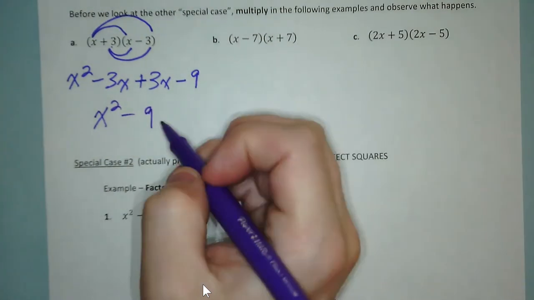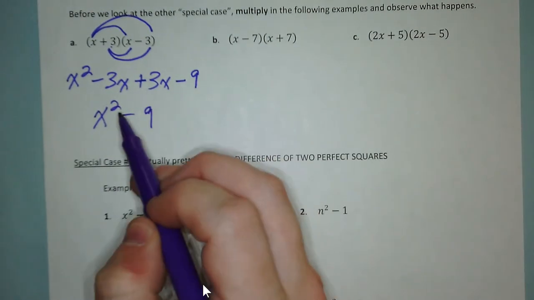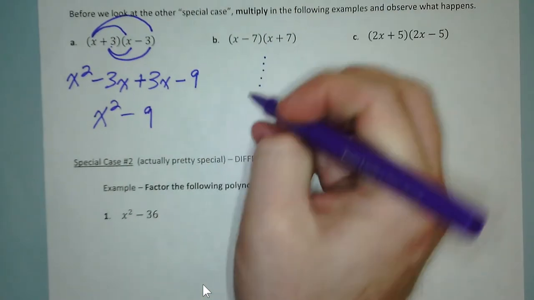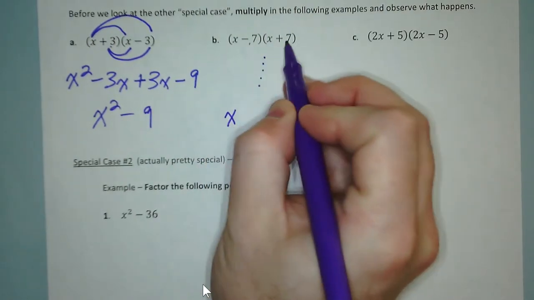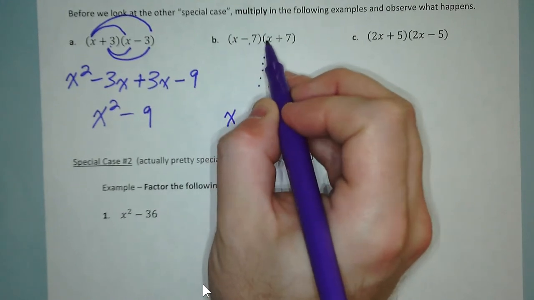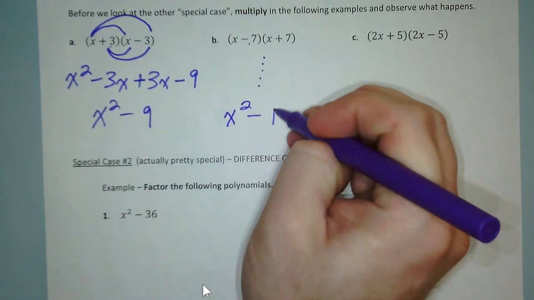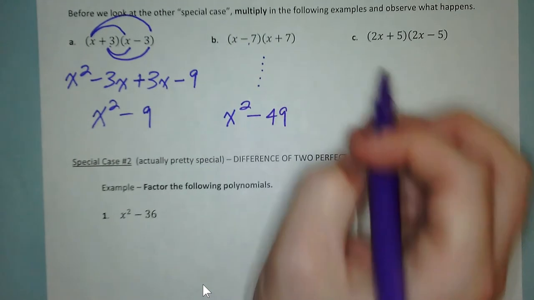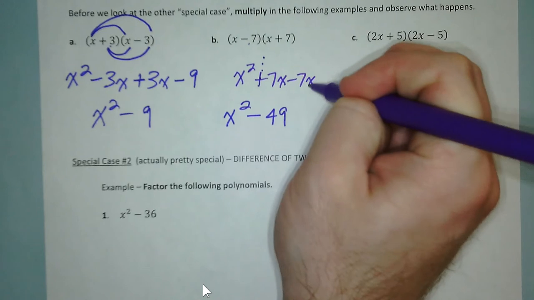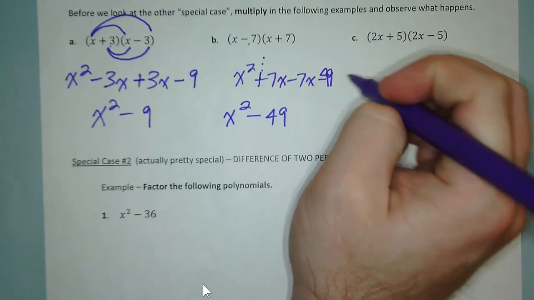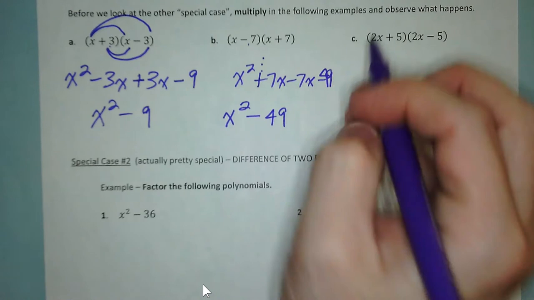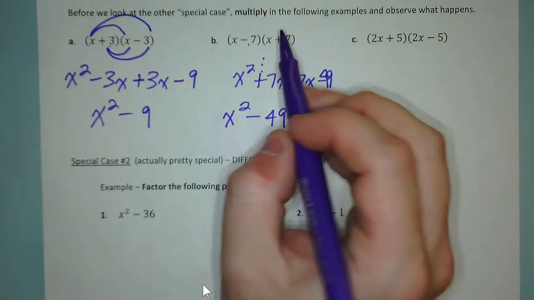So in this case, the final answer is just x squared minus 9. And long story short, because of the way these two bubbles compare to each other, just x plus 7 and x minus 7, that same thing is going to happen. I might as well write it out really quick. Plus 7x minus 7x, sorry, that's bad. Minus 49. That's a minus 49. Okay, but that's what happens.